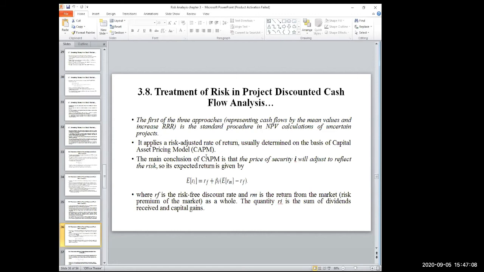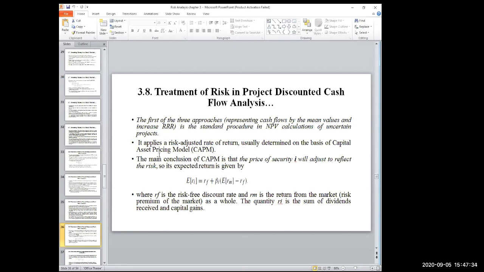Market adjusted risk is a standard procedure. This is the standard procedure mostly used in net present value calculation of a certain project. This first approach is extremely common. We compute the mean value of cash flows and we increase the required rate of return. Then we decide by comparing the net present value with the project cost, right?